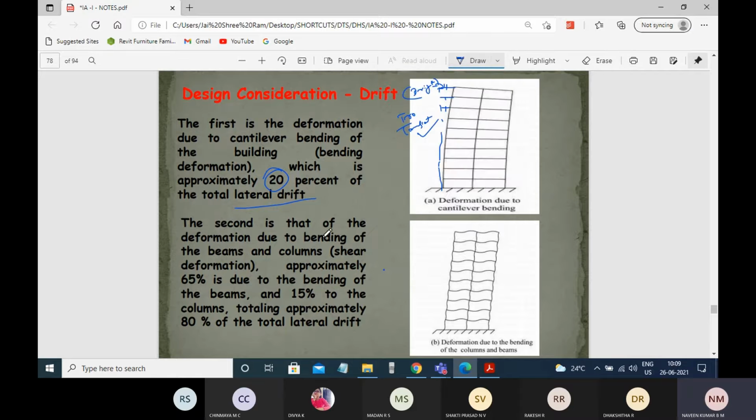In the second part, the deformation is due to bending of beams and columns, which is shear deformation. Around 65% is due to bending of beams and only 15% is due to columns. So approximately 80% of lateral drift is what you can expect in this particular figure.